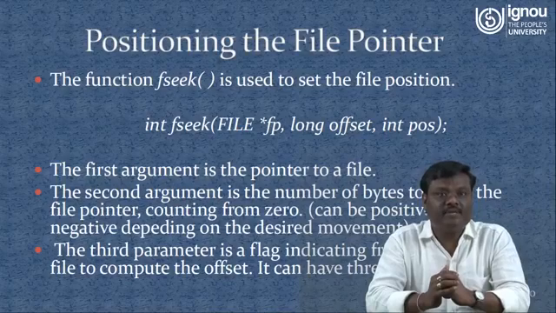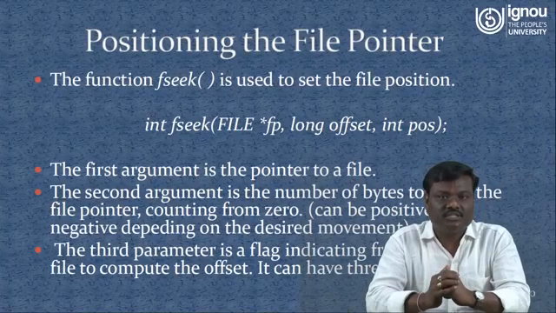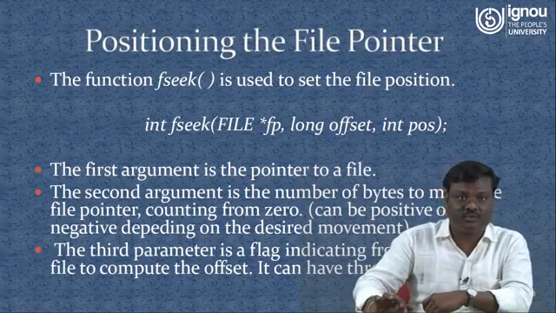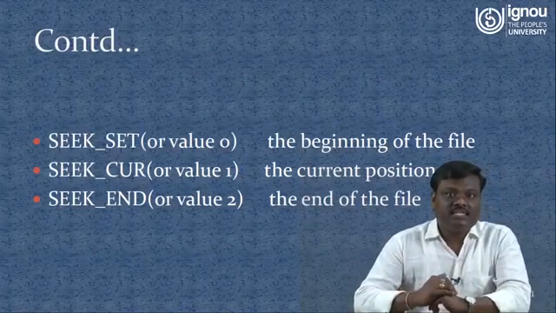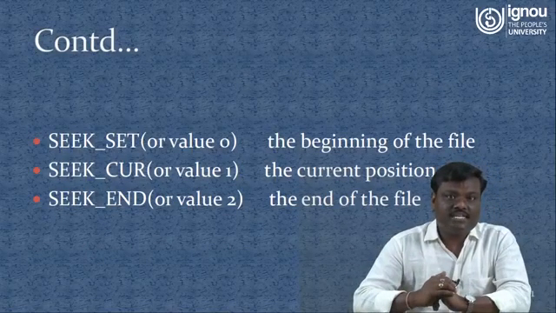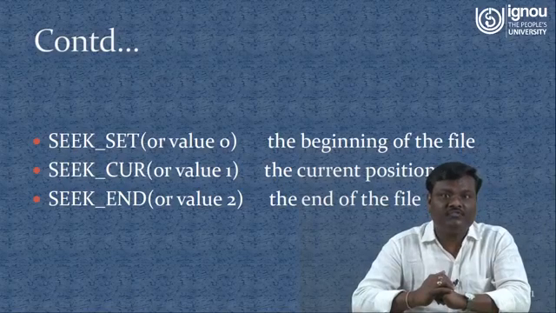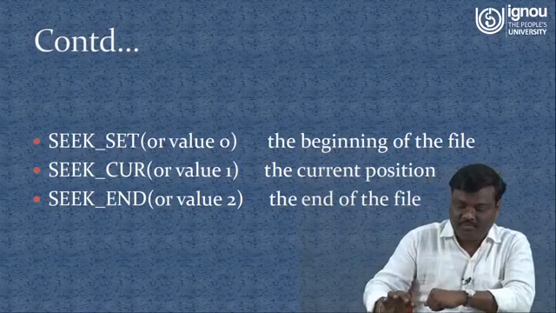The third parameter is a flag indicating from where in the file to compute the offset. It can have 3 values, that is 0, 1 or 2. What exactly does 0 indicate, or 1 or 2? Suppose you want to seek or set to the 0th position, that is the beginning of the file, it is indicated by 0, the current position is 1 and the end of file is the value that can be given as 2.